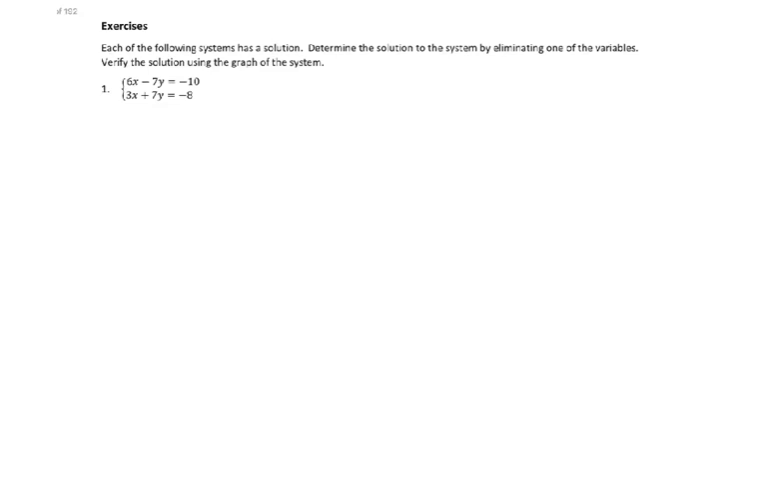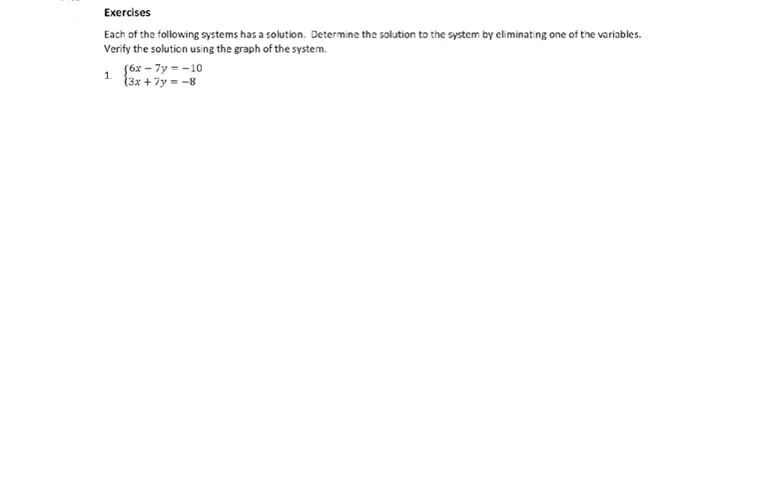All right, so we're going to take a look at exercise number 1, and it's asking us again to use elimination to solve this system of linear equations. So our system reads 6x minus 7y equals negative 10, and 3x plus 7y equals negative 8. So I'm lucky here because I can actually eliminate my y variable because I have a negative 7y and a positive 7y. So I am simply going to add these two equations together, which will allow me to eliminate that y variable and solve for x.